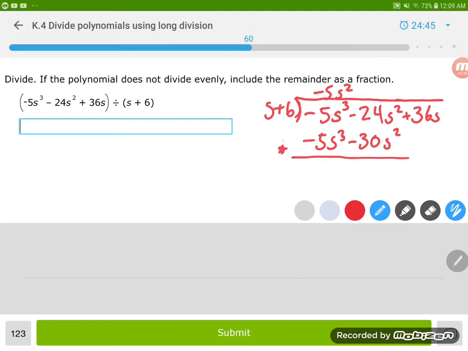Okay, whoops, not a plus sign, minus sign. We're going to go ahead and take this away. Notice those guys will cancel, and then minus and negative makes it positive, so this will become 6s squared. And we bring down that last term, and we get plus 36s. So the question on the table, what do we have to multiply s by to make it 6s squared? Well, we have to multiply that by plus 6s. So we multiply it by plus 6.